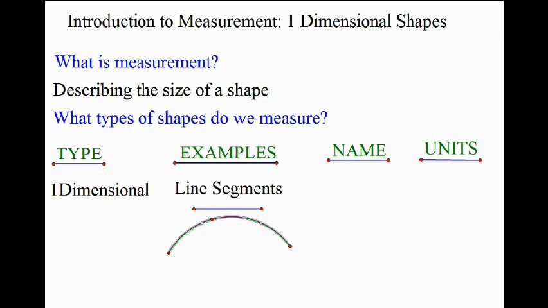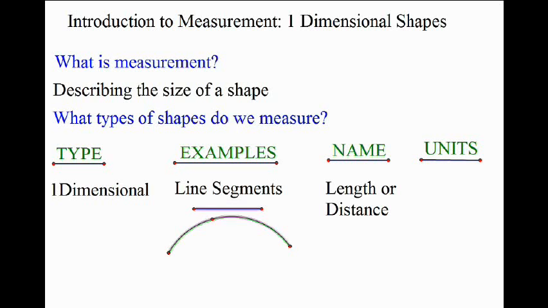be called an arc. Now, for name, when we're talking about name, we're talking about what the name of the measurement is. When we're describing the size of a one-dimensional shape, or a line segment, we usually call that length or distance. So when we're measuring a one-dimensional shape, we're asking how long is this line, or how long is this arc?